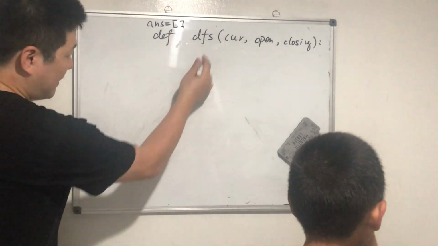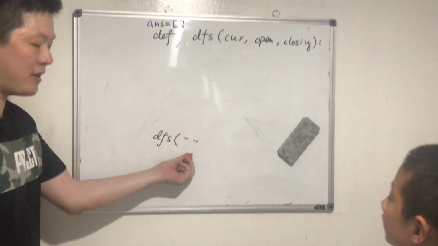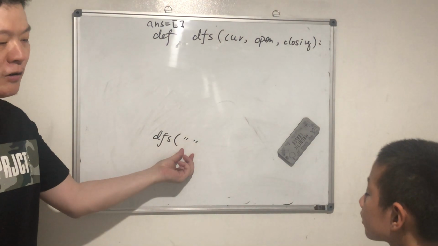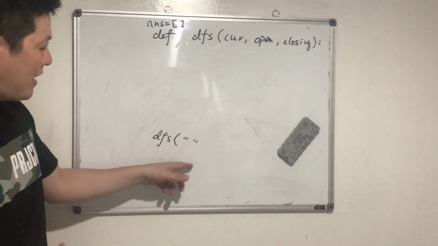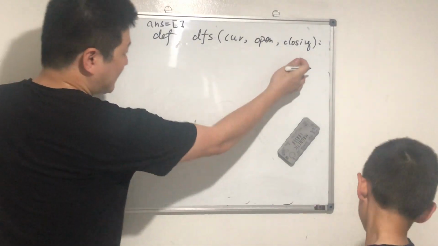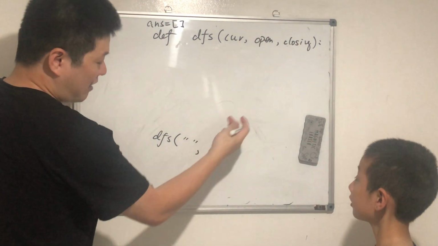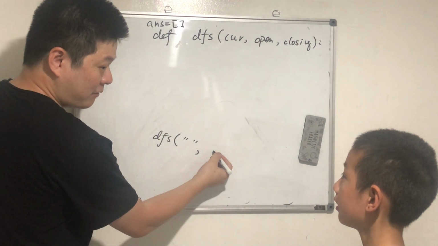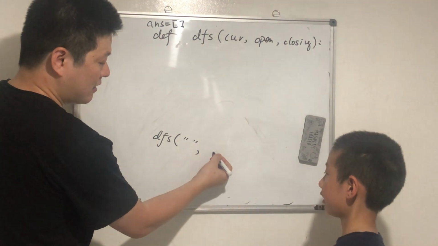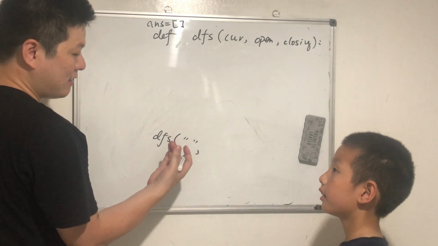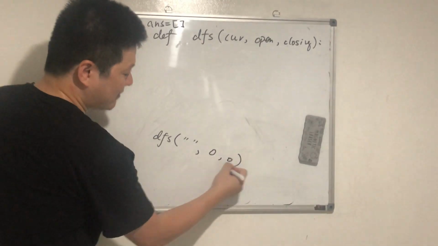Okay, so look, at the beginning we want to call this function with an empty string, because currently we haven't generated any parentheses at all, right? And then what should I pass as the second and third parameters? Open and closing. What's the number of opening and closing? At the beginning, do we have any? No. So what's the number we should put here? 0. Yeah, 0 opening and 0 closing, okay?